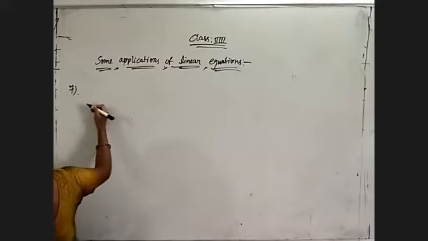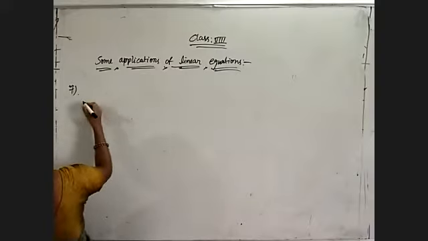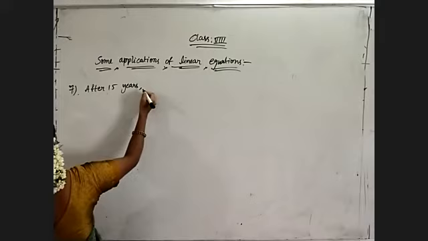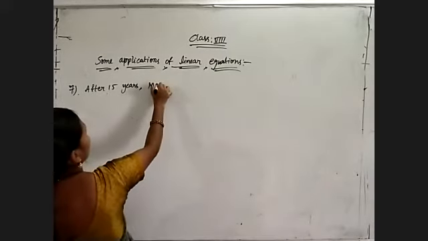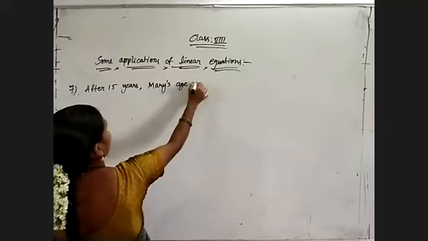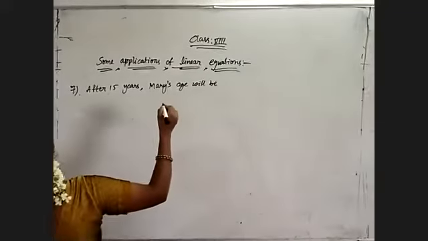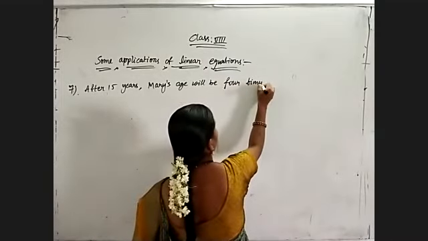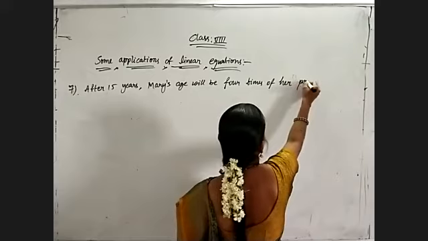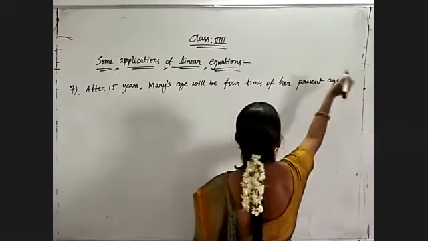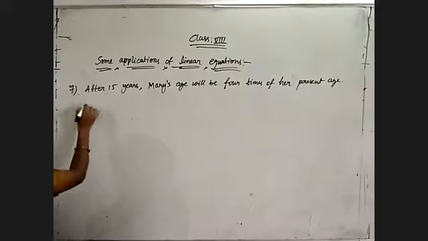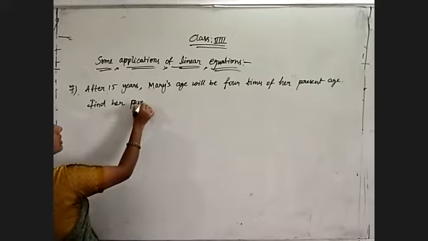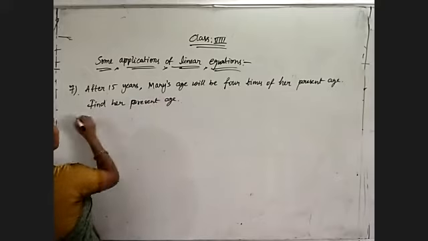After 15 years, Mary's age will be 4 times her present age. Find her present age.